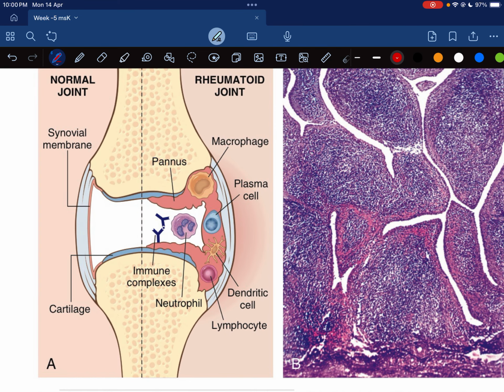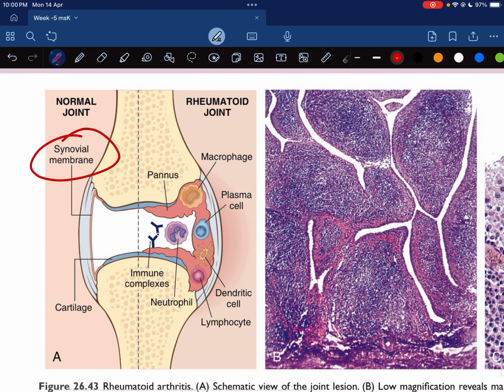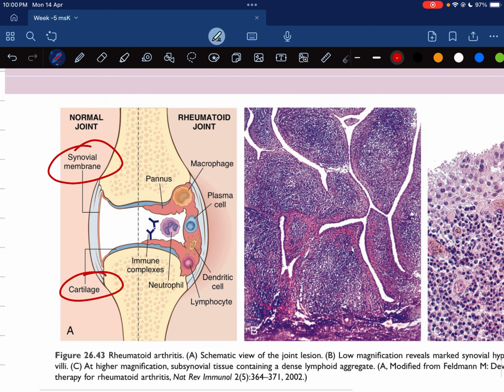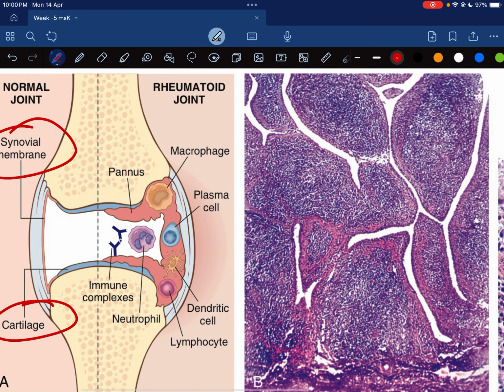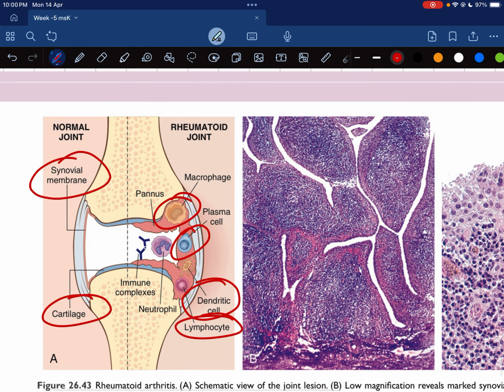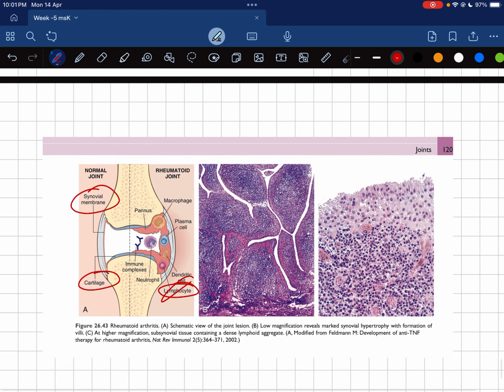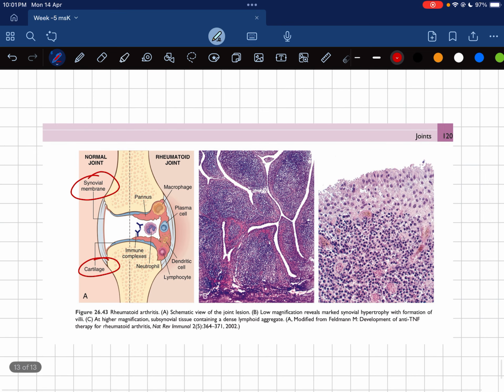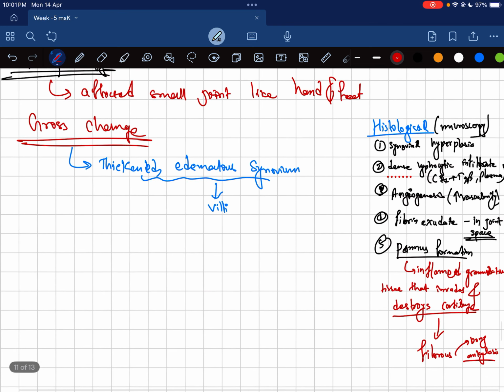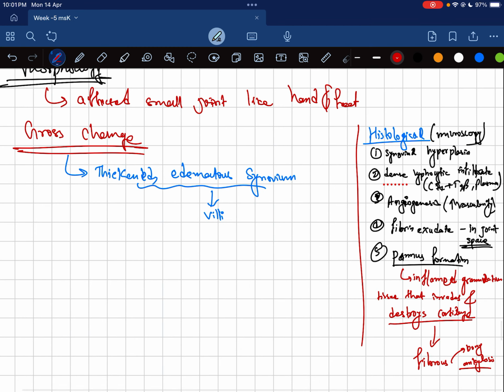Here is a normal joint, with a synovial membrane and cartilage. In the rheumatoid joint there is infiltration of macrophages, plasma cells, dendritic cells, and lymphocytes, and there are neutrophils and immune complexes against this. These all lead to the formation of pannus. This is pannus formation. So this is regarding the histology.